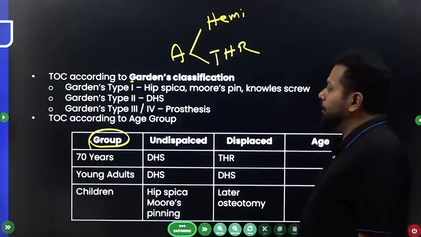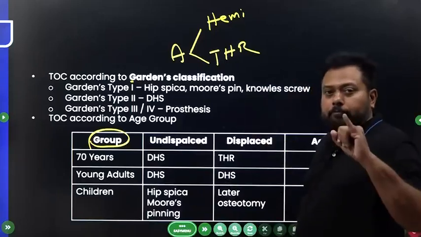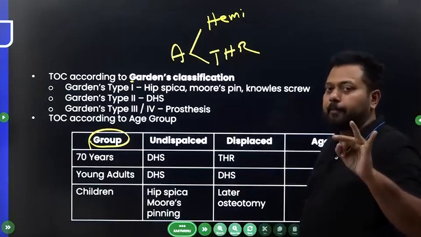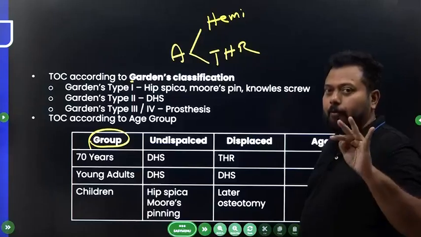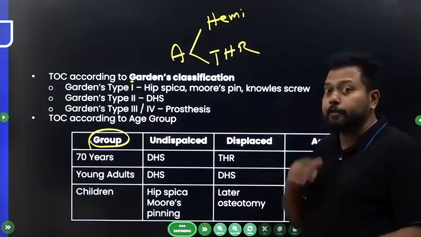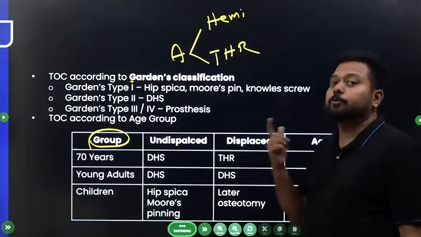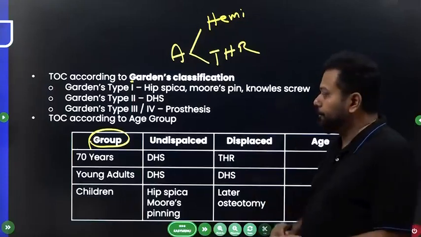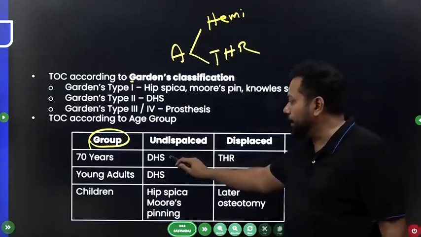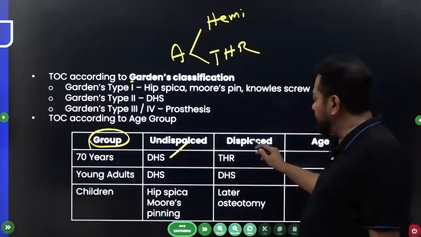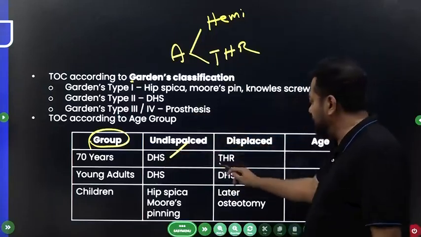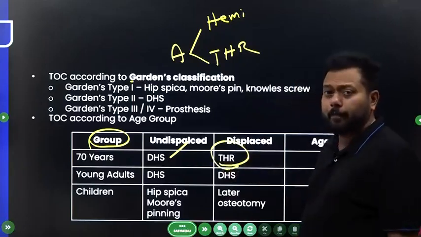So Gordon's type 1 is conservative, type 2 is DHS, type 3 arthroplasty, type 4 arthroplasty. Arthroplasty is of hemi and total. Now we are going to see in which case you should go for hemi and which case for total hip replacement. If the age group is 70 years and above and it is undisplaced, DHS first. If it is totally displaced, Gordon's type 3 or 4, at age 70, go directly for total hip replacement.